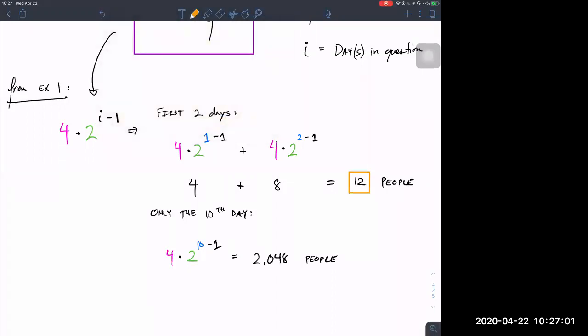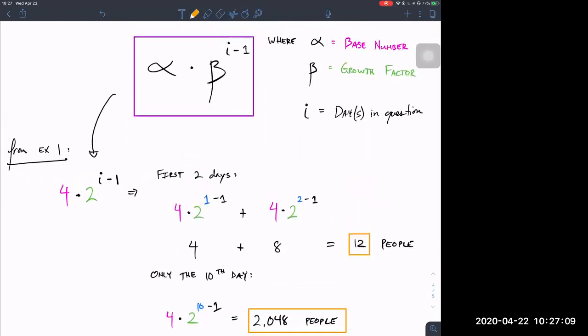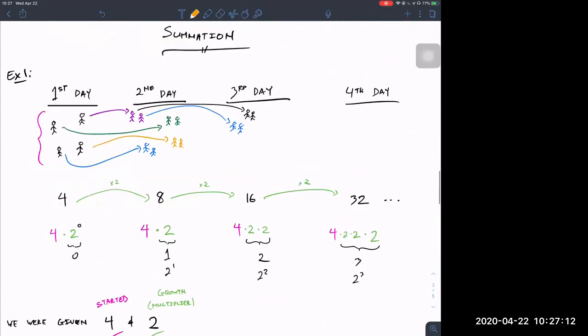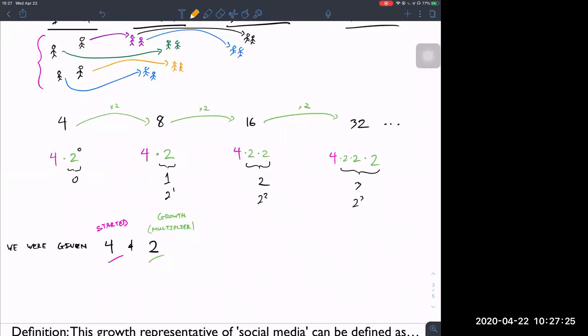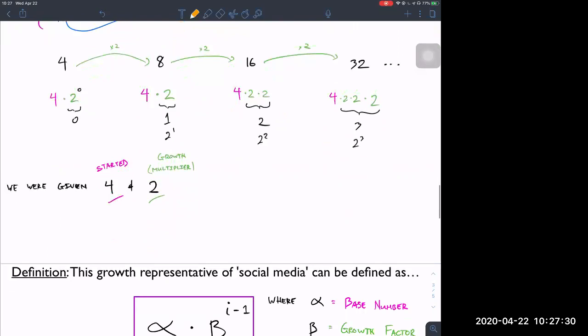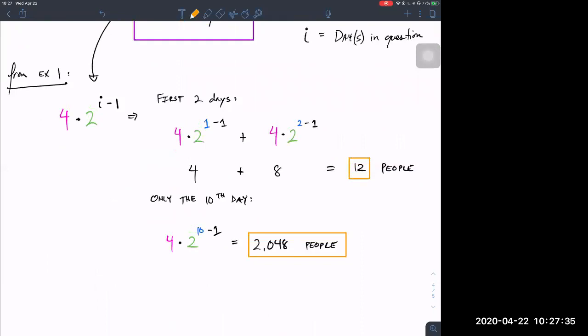So this exponential representation of alpha times beta raised to the I minus 1 helps us to categorize this and to deliver this information in a smoother transition with one equation or expression, right? Instead of drawing pictures like this or having to draw a sequence of numbers like 4 times 2, then times 2, then times 2, then times 2, right? It gives us a nice compact way. And then if we have to calculate for so many days or a single day, we can do it, okay?